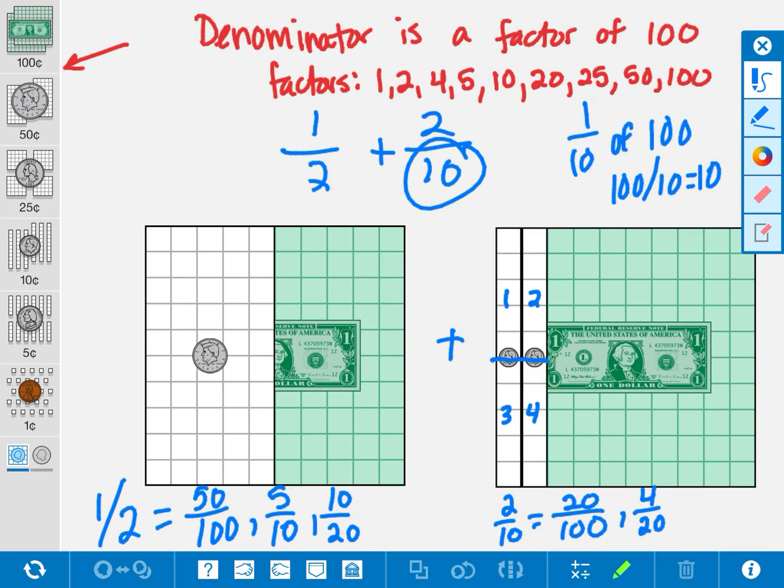Now we need to figure out our common denominator because we can't add 1/2 plus 2/10 until we have the same denominator. So we want to pick our favorite fractions down here to use. I'm going to switch to black now. I said that 1/2 also equals 5/10. So I could change my 1/2 now, and I can do 5/10.